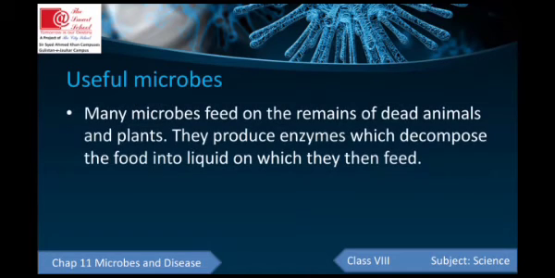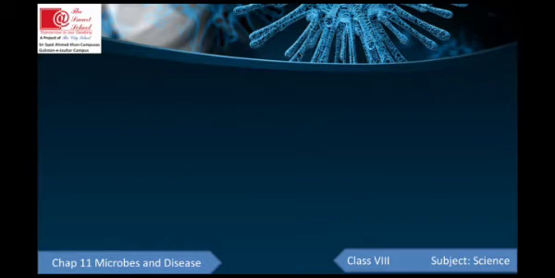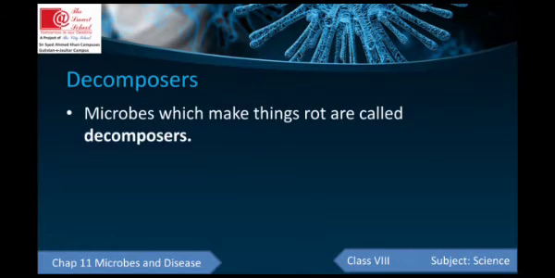Useful microbes. Many microbes feed on the remains of dead animals and plants. They produce enzymes which decompose the food into liquid on which they can feed. Decomposers. Microbes which make things rot are called decomposers. Decomposers are important because they get rid of dead animals and plants and turn them into useful chemicals in the soil. Decomposers are very useful in sewage works where they break down human waste, and in compost heaps where they break down waste plant material.